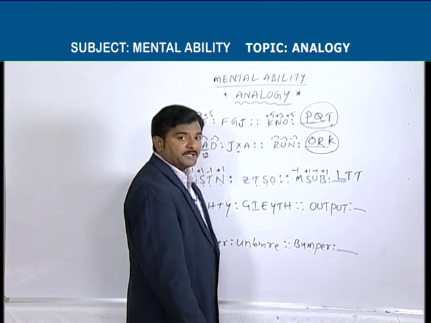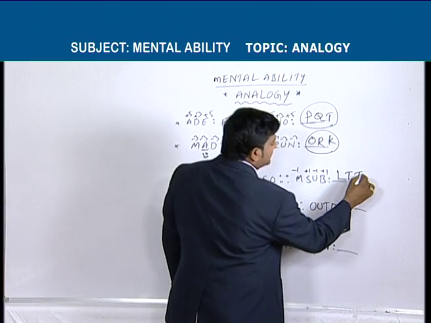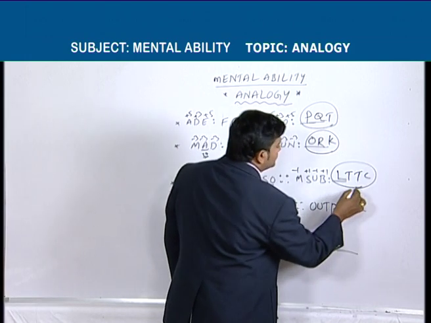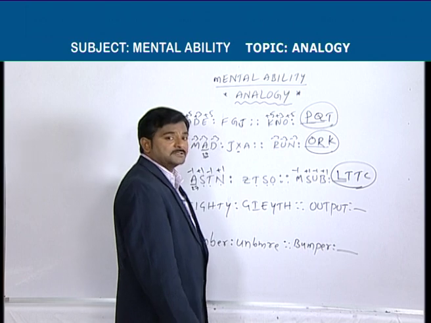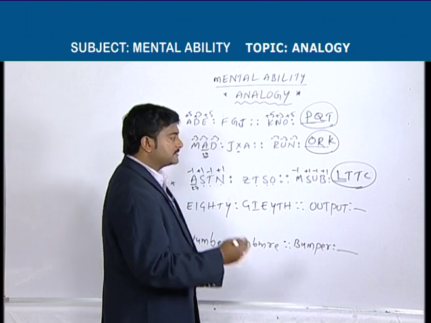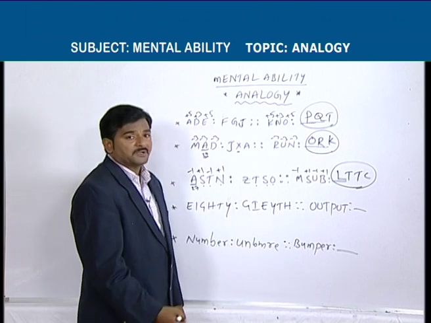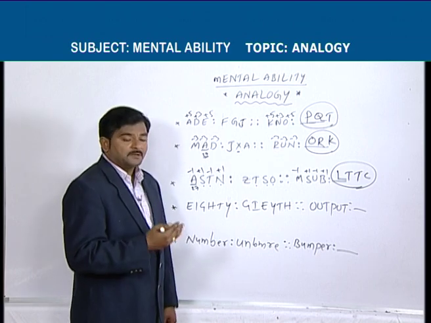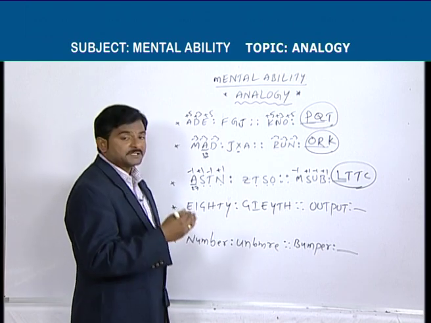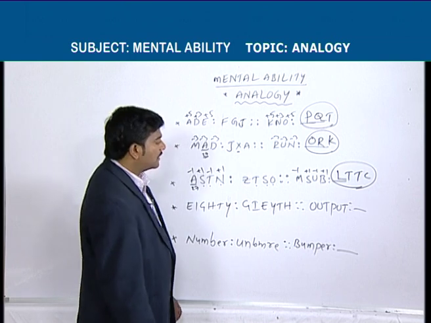Similarly, B. B means 2. 2 plus 1 means, what can you say? 3. 3 means what? We are getting C. Hence, the answer is L, T, T, C. It is very clear. The concept involved in this question is minus 1, plus 1, minus 1, plus 1 and so on. Okay. I hope you understood that.